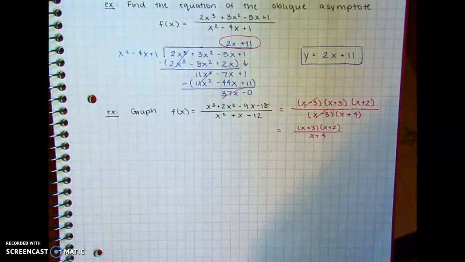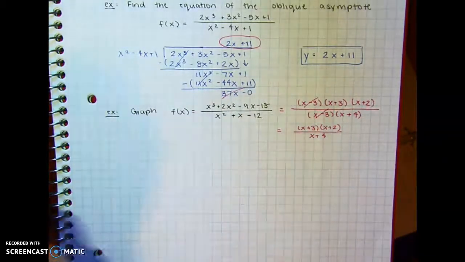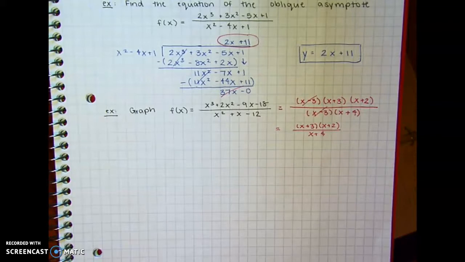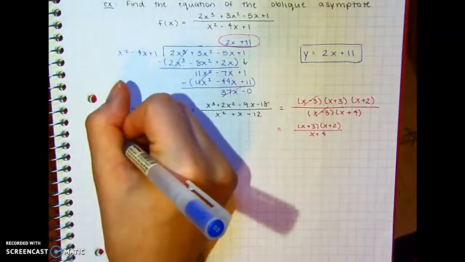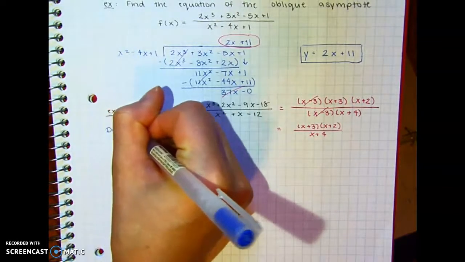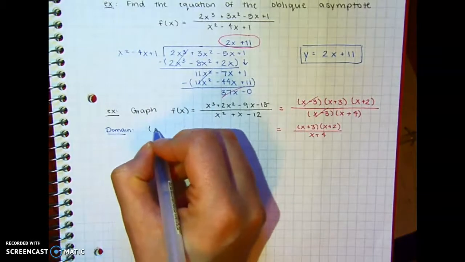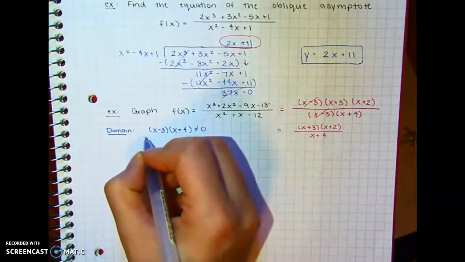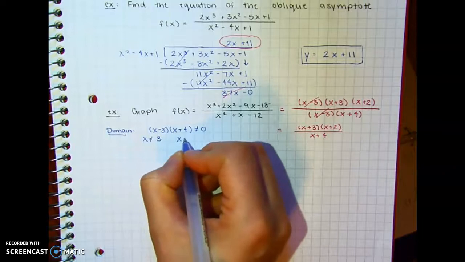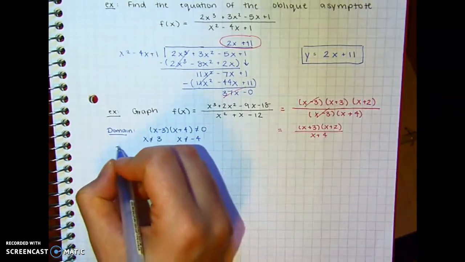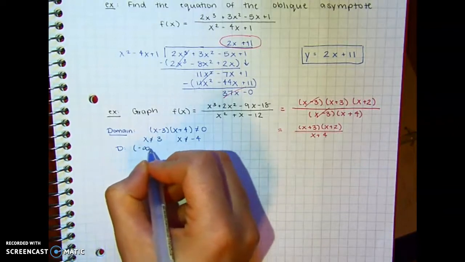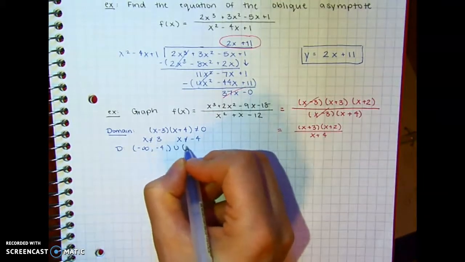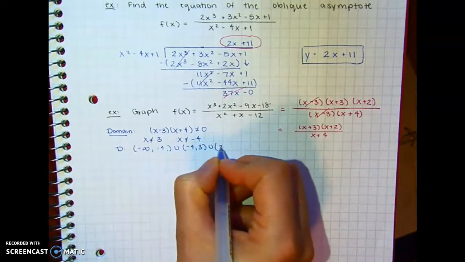Okay, so remember that for the domain, we want to set the original denominator, which I already factored, not equal to 0. So that means x cannot equal positive 3 and x can't equal negative 4. Some of you forget to do this in your classwork, but you need to write the domain now. So negative infinity to negative 4, union negative 4 to 3, union 3 to infinity.